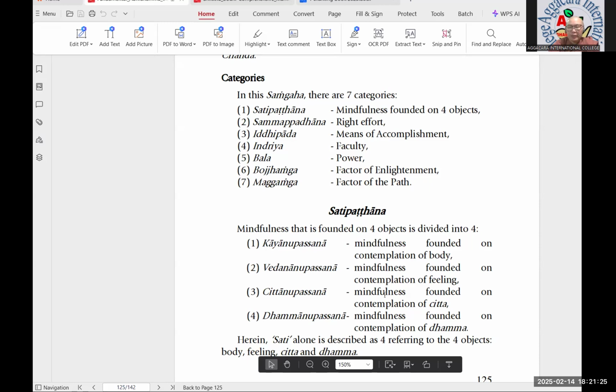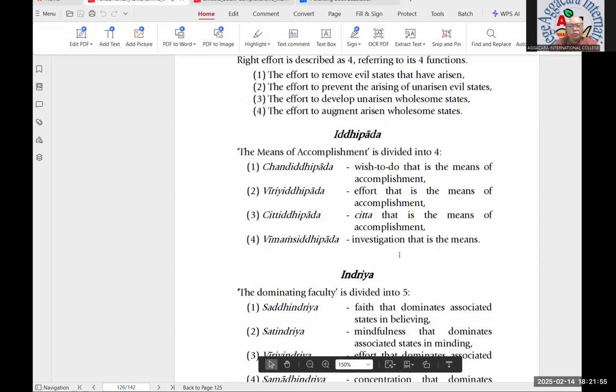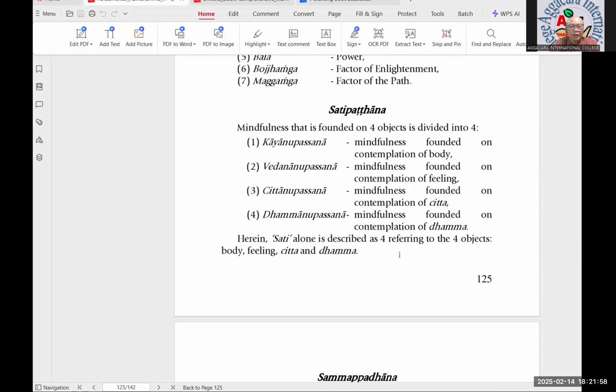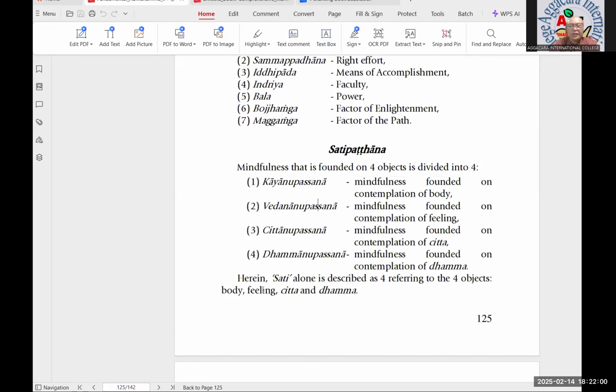So any meditator who practices, especially a vipassana meditator, needs to focus on this kaya, vedana, chitta, and dhamma. So sati alone is described as four, referring to four objects. Kaya is body, vedana is feeling, chitta is the mind, and dhamma is dhamma. All right. So in the ultimate sense, let's say body, of course, is rupa. Vedana, feeling, is vedana.